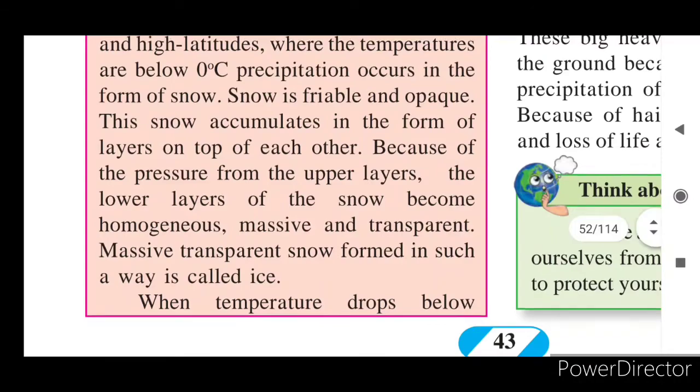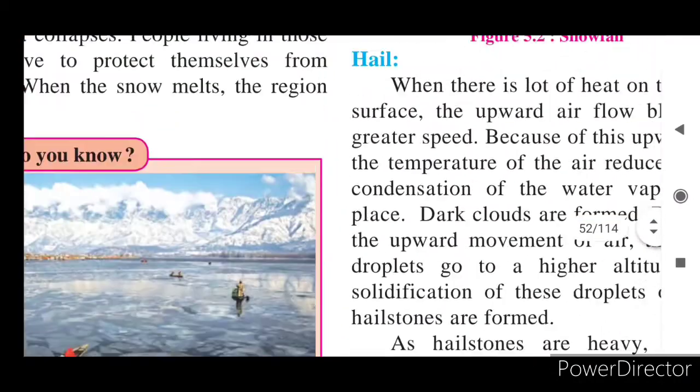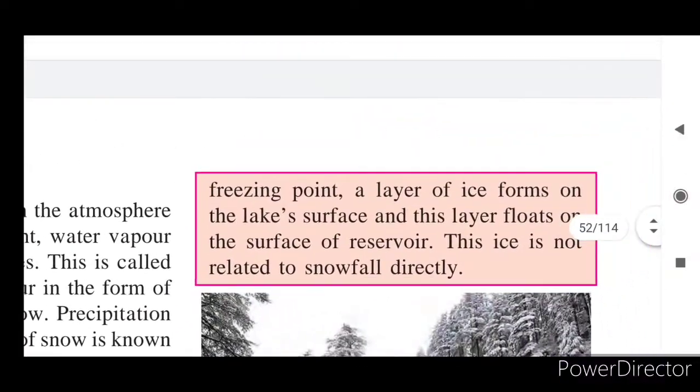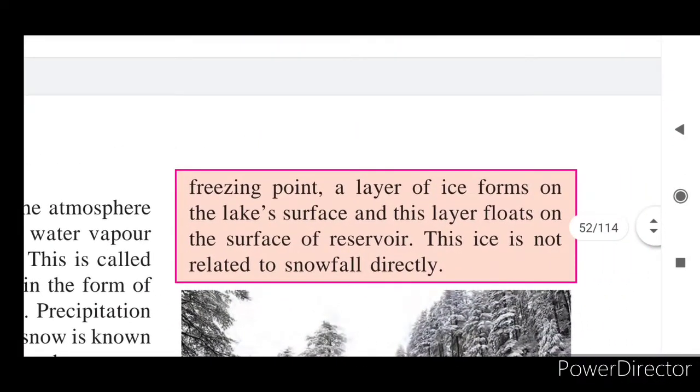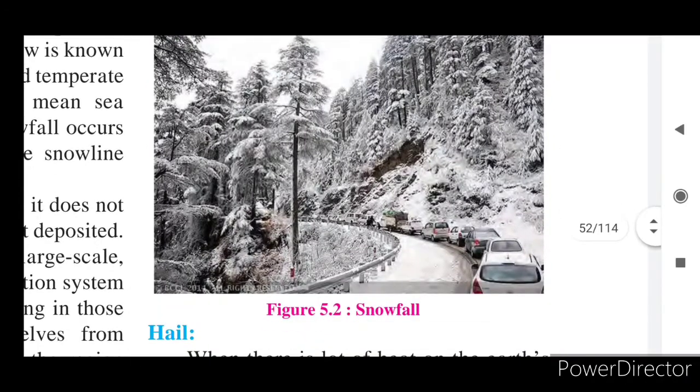When temperature drops below freezing point, a layer of ice forms on the lake surface, and this layer floats on the surface of the reservoir. This ice is not related to snowfall directly. Now see here, it is the picture of snowfall.